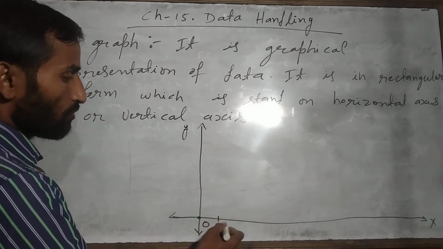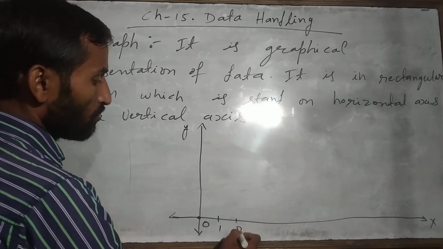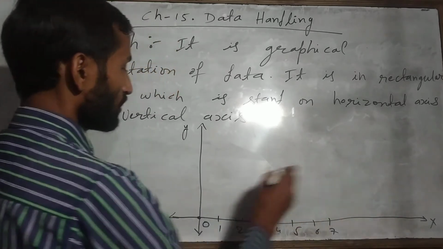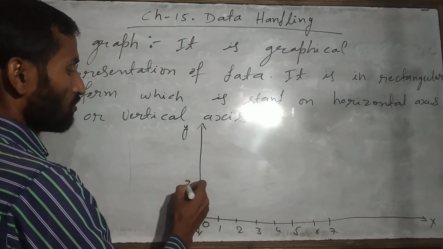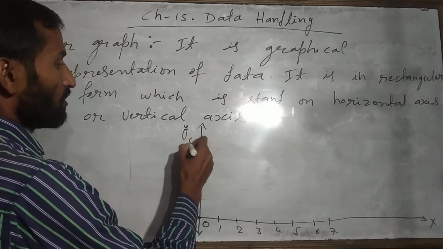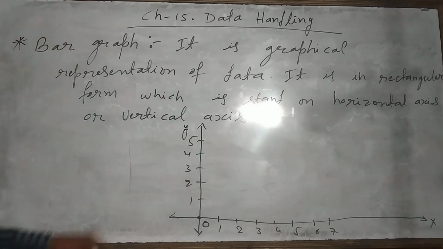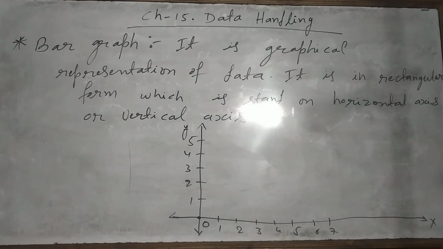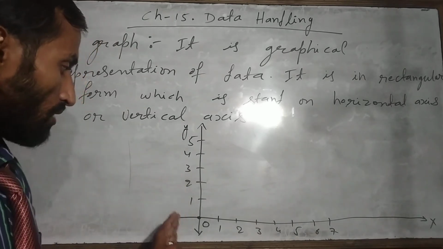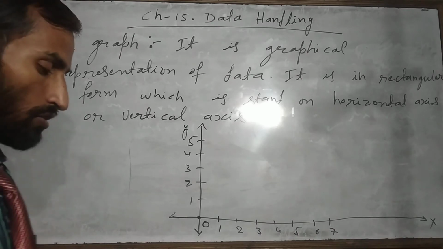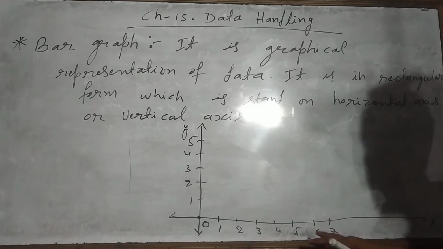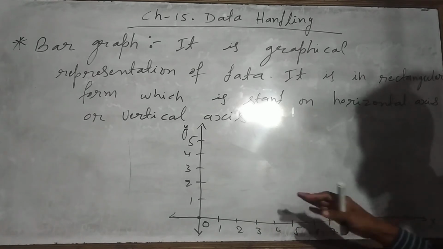After that, positive values come like 1, 2, 3, 4, 5, 6, 7. On the y-axis, the upper part is positive and the lower part is negative. On the x-axis, the right side is positive and the left side negative. I will not draw the negative side because in a bar graph no negative numbers will come, it will be positive only. And on the x-axis, numbers may not come sometimes.